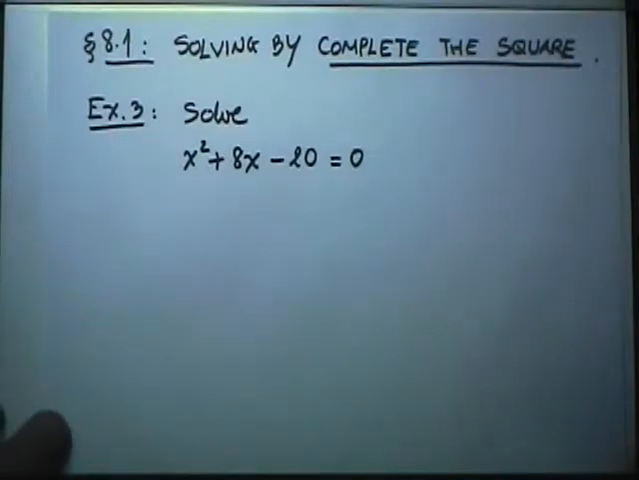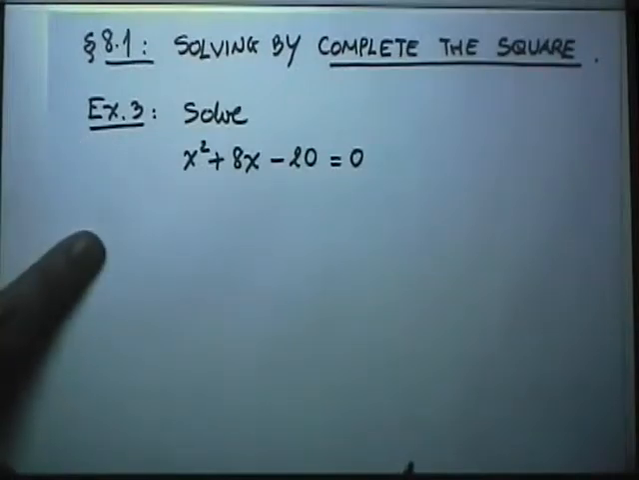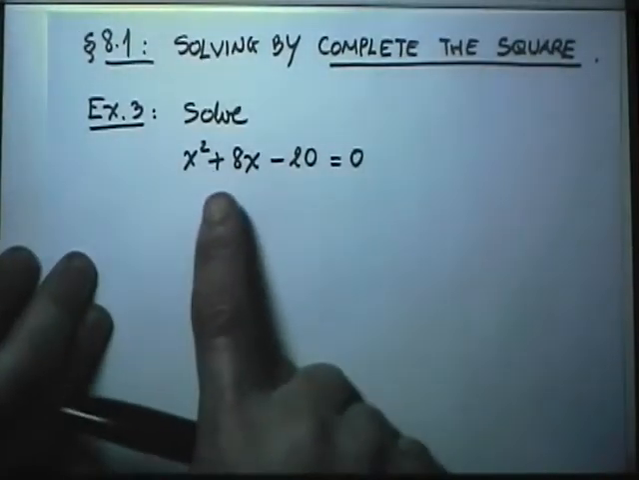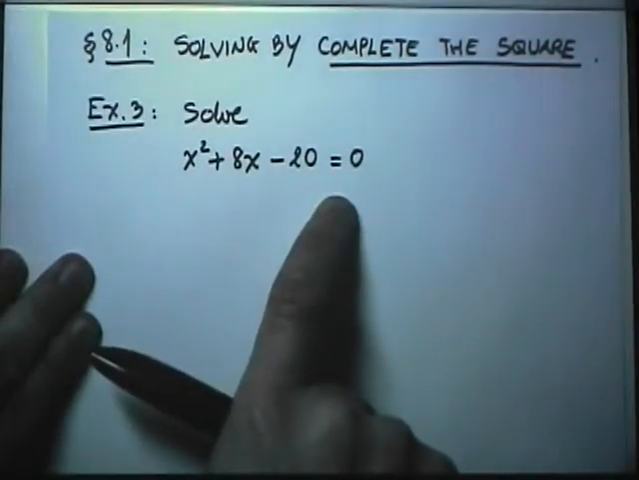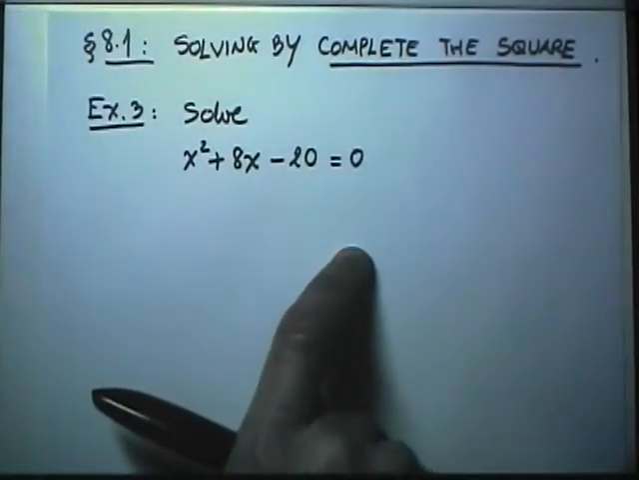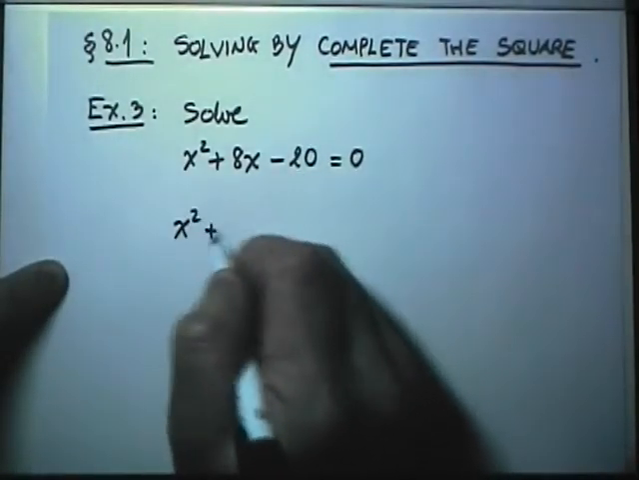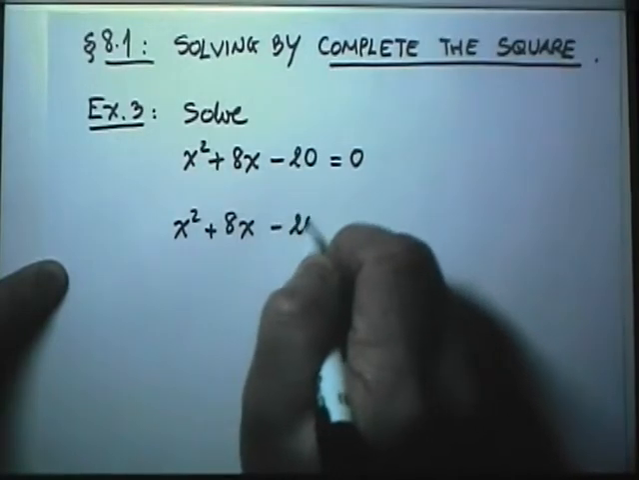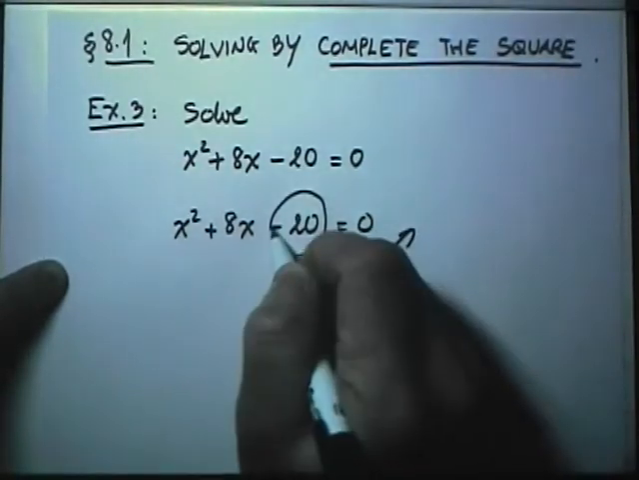Okay, so we can look at some more examples for the technique of solving a quadratic by completing the square. I'm looking at my third example. Once again, my equation is to solve the quadratic x squared plus 8x minus 20 equals 0. Step number one, always, I would like to bring that constant term to the right side.